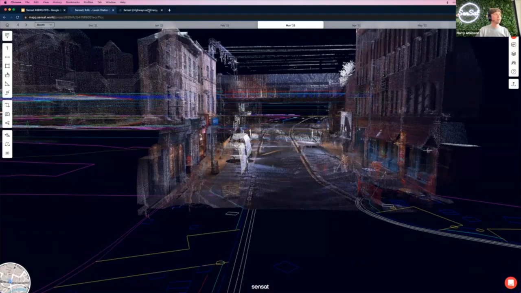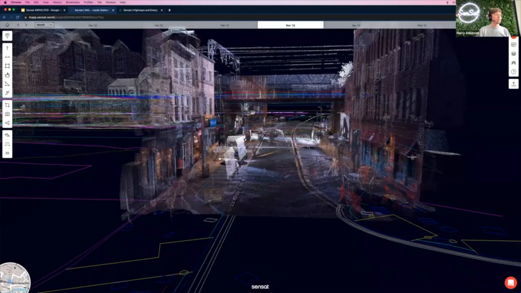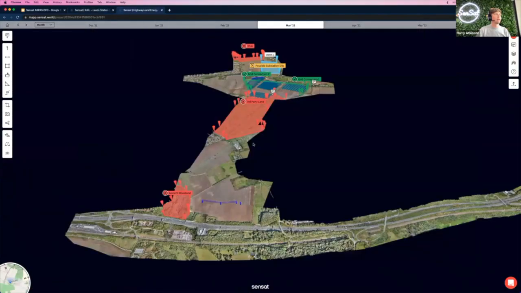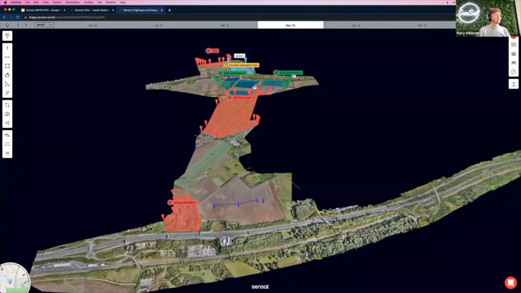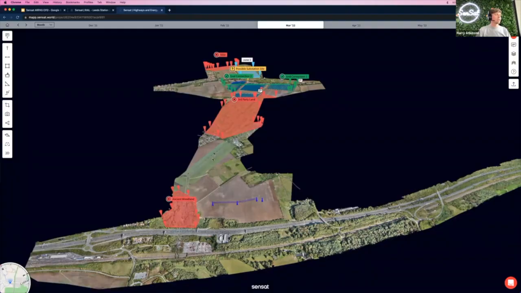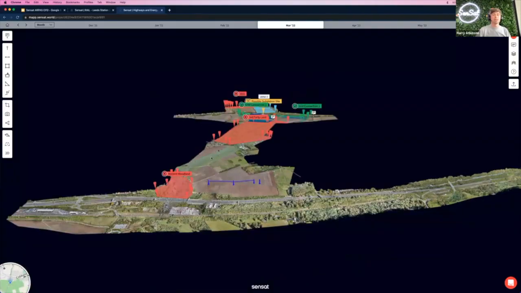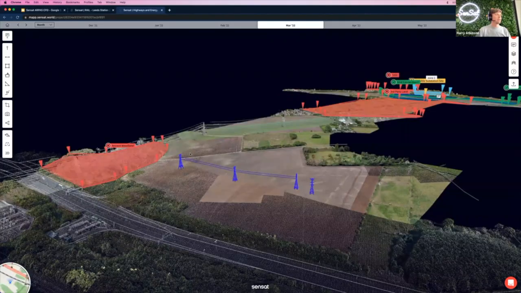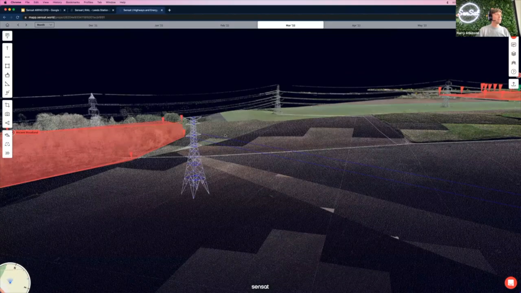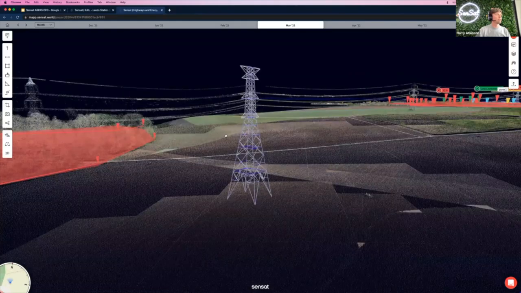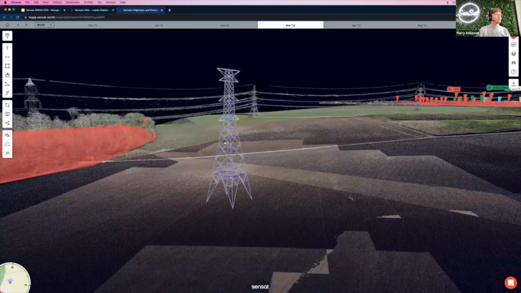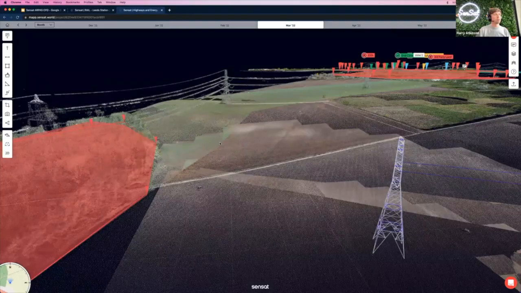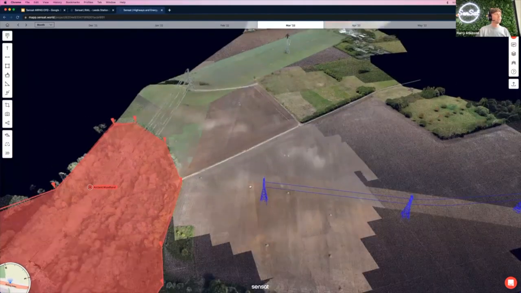Quickly nip over to another project now. So this is a demo project for some energy and highways. This has got a few more markups in it, as you can see, and also a few more CAD objects. So you can see that you can overlay designs in here. These obviously aren't real pylons here. They're designs of new pylons which could potentially go in to support the project.